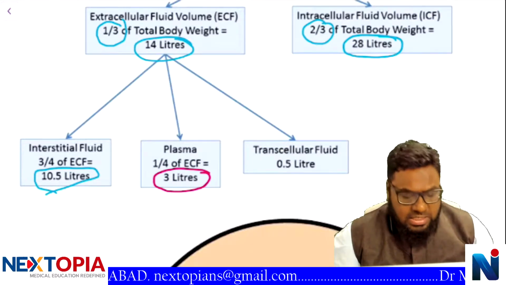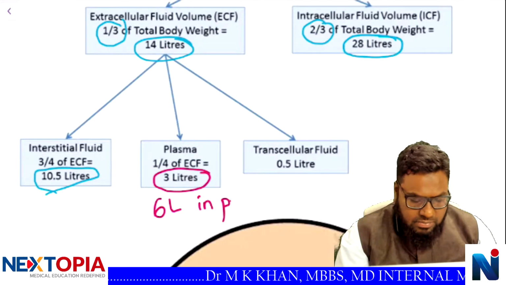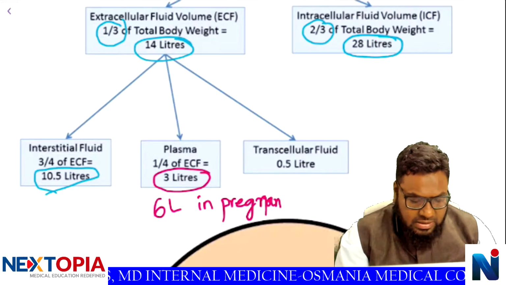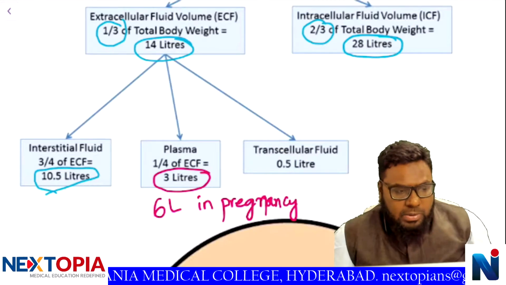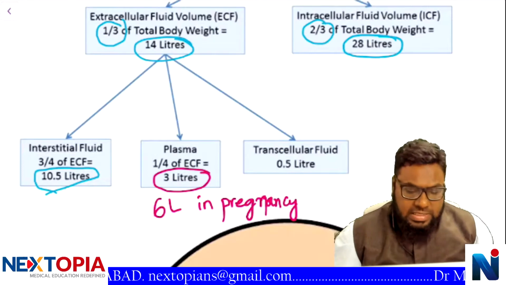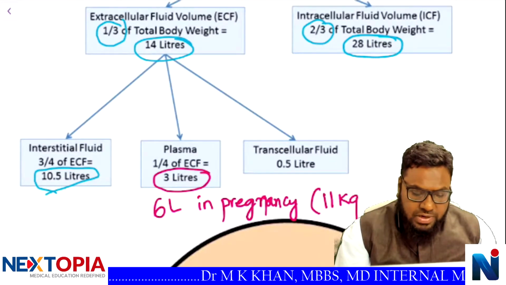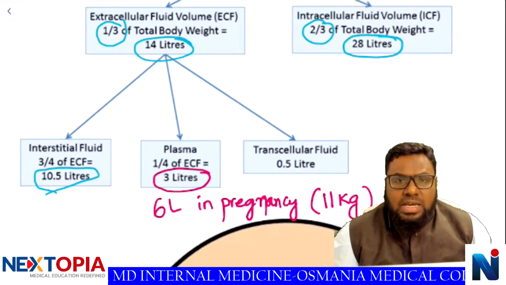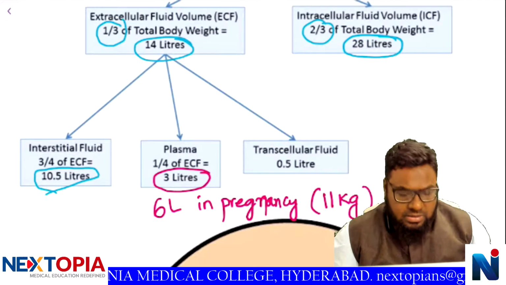This 3 liters of plasma becomes 6 liters in pregnancy. There is an increase in plasma volume in pregnancy, and because of this, many changes occur in the body of a pregnant lady. There is a gain of around 10 to 11 kgs of weight in the total 9 months of pregnancy, partly because of the increase in the plasma volume, and partly because of some other reasons. We'll discuss that in a particular chapter.